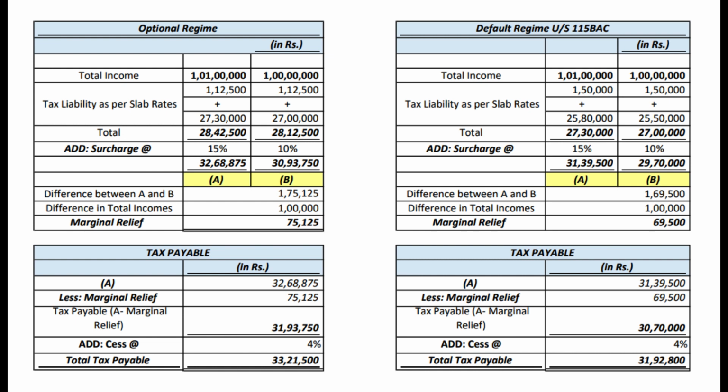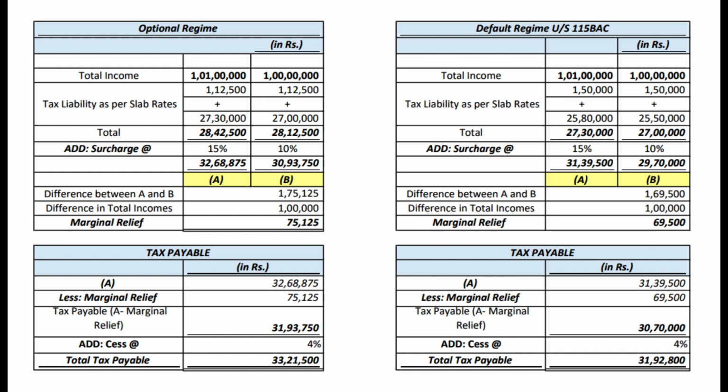We know that under the optional tax regime, if the total income has exceeded rupees 1 crore but is less than or equal to 2 crore, the surcharge will be levied at the rate of 15%. So, we are levying the surcharge at the rate of 15% on tax payable. That is, the amount will be 32,68,875 rupees.